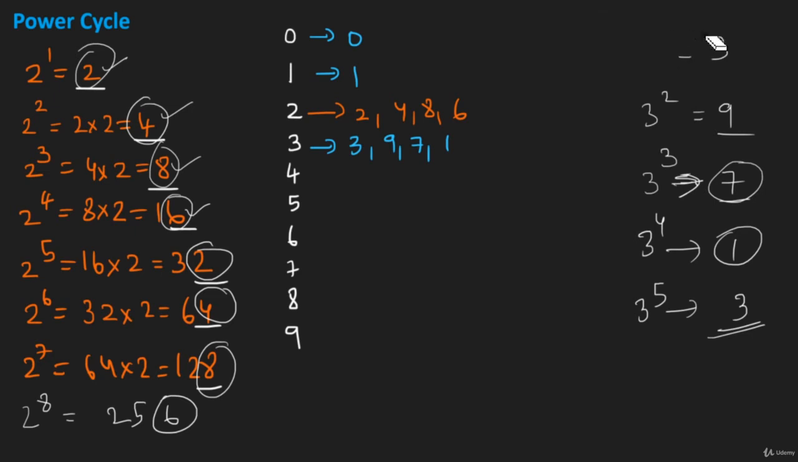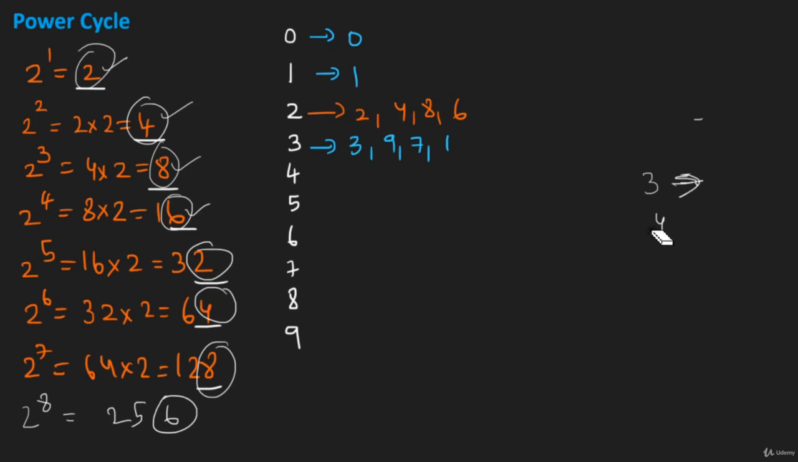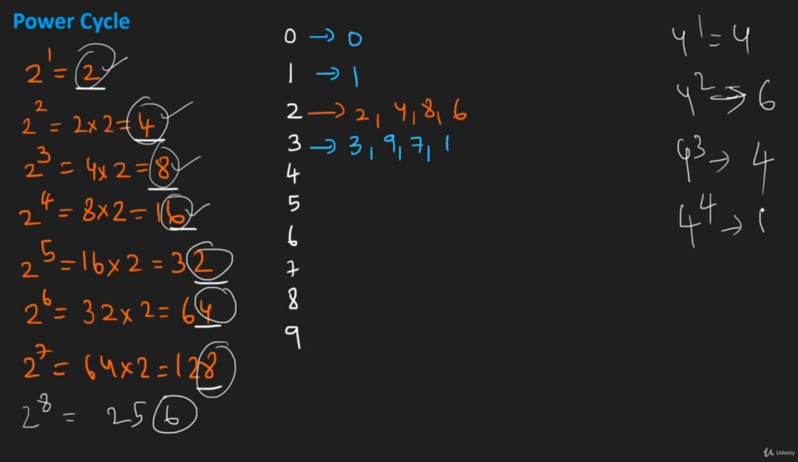Alright, now next let's try to analyze the pattern for 4. Okay, so in the case of 4, 4 to the power 1 gives me 4, 4 to the power 2 is 4 into 4. The unit digit over here would be 6, right? 4 into 4 is 16, but I'm only interested in the unit digit. Now in the case of 4 cube, that would be 4 into 6, that's 24, so the unit digit is 4. 4 to the power 4, that's 4 into 4, it's 16. So you can see that the pattern is 4 6 4 6 in the case of 4.